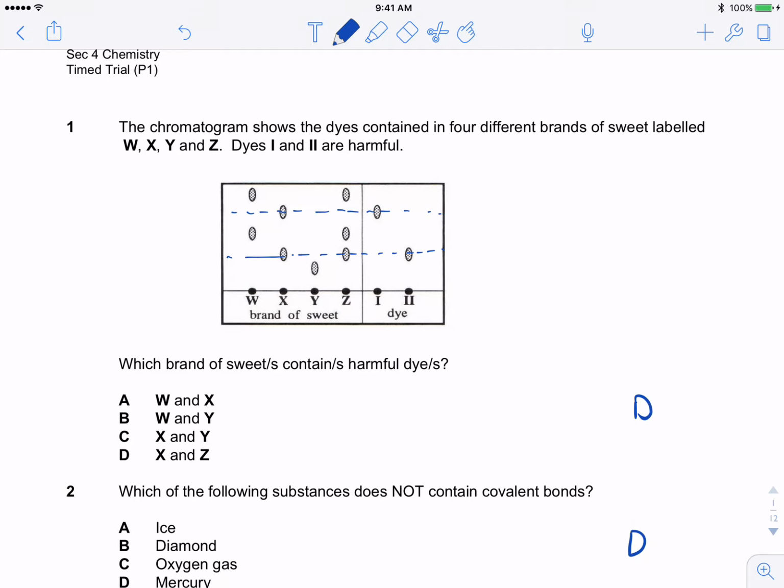The chromatogram shows the dye containing 4 different brands of sweet labeled W, X, Y, and Z. Dye 1 and dye 2 are harmful. For this kind of question, to look at the chromatogram, we just need to look across and see what substances are in line with dye 1 and dye 2. You can see that X contains both dye 1 and dye 2, whereas Z contains dye 2. Hence, the answer will be D.